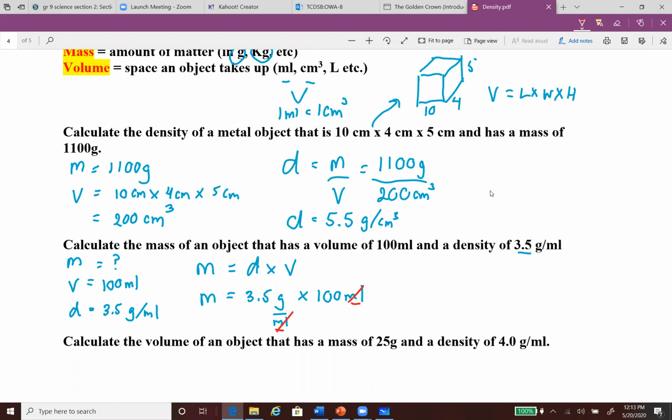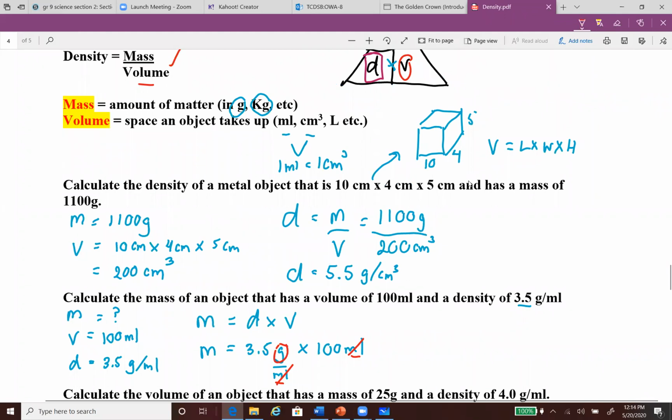You're going to be left with grams, which is what you expect because mass is expressed in things like grams or kilograms. So you shouldn't see any unit of volume in there. So this will give you a final answer of 3.5 grams times 100, which would be 350 grams.